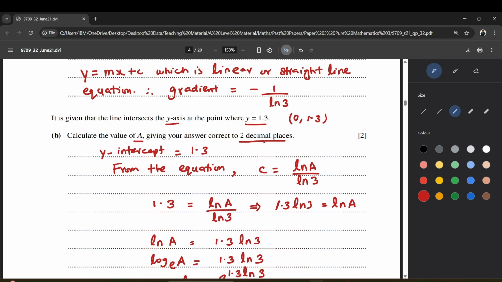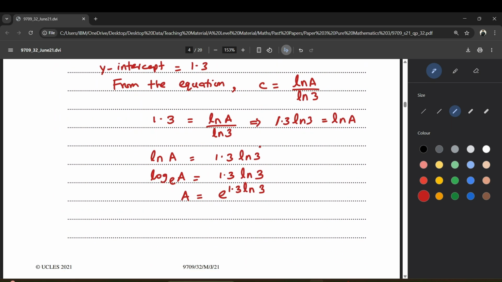But since the question asks you to give your answer to two decimal places, I'm going to write a is equal to, let me calculate the value, e to the power 1.3 ln 3. So that gives us 4.1711. So we can just write 4.17, and that is your answer to this question.